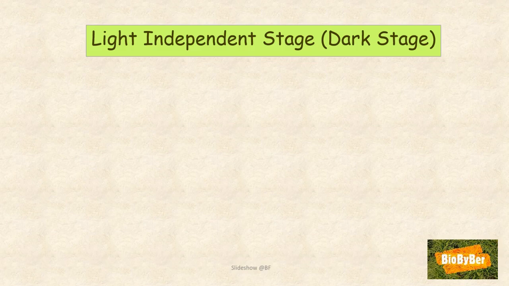This now brings us to the light independent stage, or the dark stage of photosynthesis. Now don't forget, it's vitally important to understand that this can be called the dark stage, but it doesn't take place at night. It is independent of light. It doesn't require light to function. As you will notice in a second, the picture of the sun features nowhere.